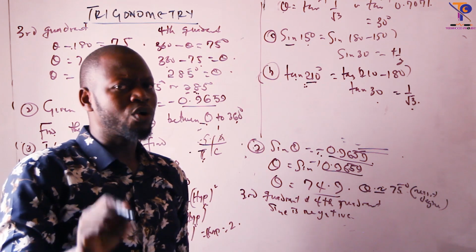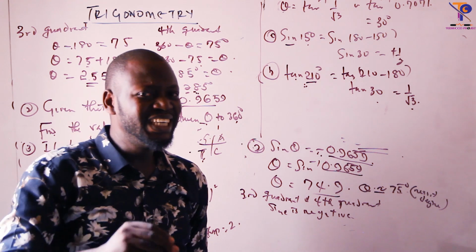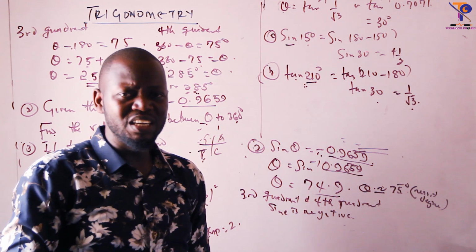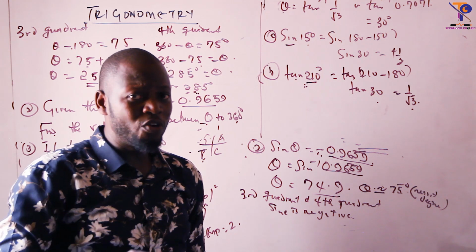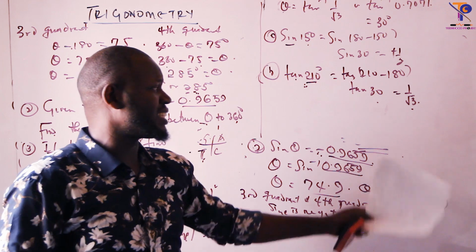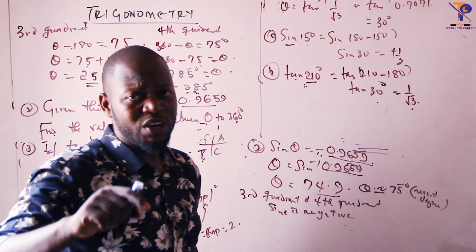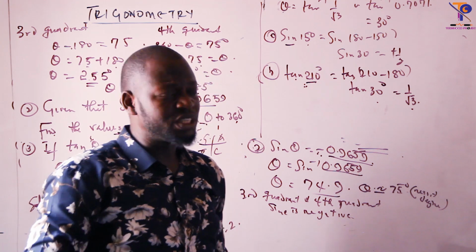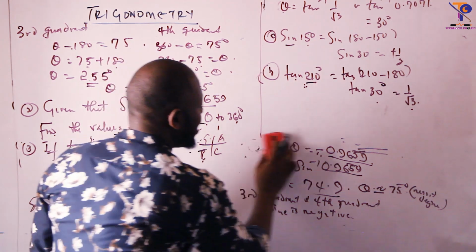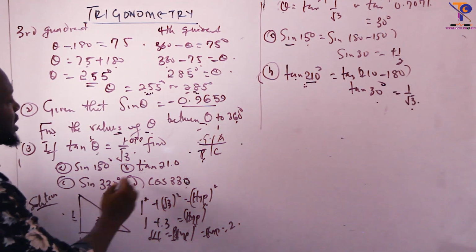When you are checking your calculator, make sure your calculator is on degree, not on radian, not on anything. If you go on radian, it will give you a value, but the value is not the same thing as having it in degree. We are working on degrees here. So your value on your calculator must be in degree. Please note that.